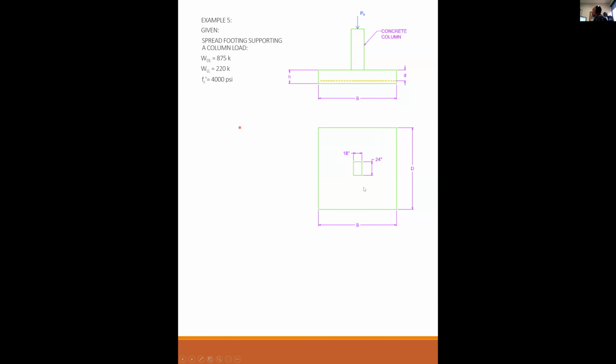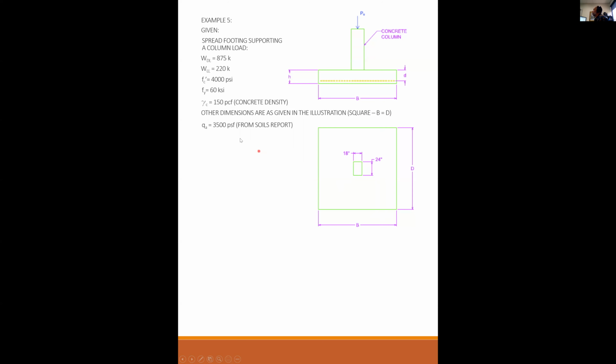F prime C of all the concrete is 4,000 PSI. Fy, the yield of the rebar, is 60 KSI. And gamma C is equal to 150 pounds per cubic foot for the concrete. There is no soil overburden in this condition. Other dimensions are given in the illustration. And this one is going to be square. So I'm saying B is equal to D in this example. So it's a square footing.